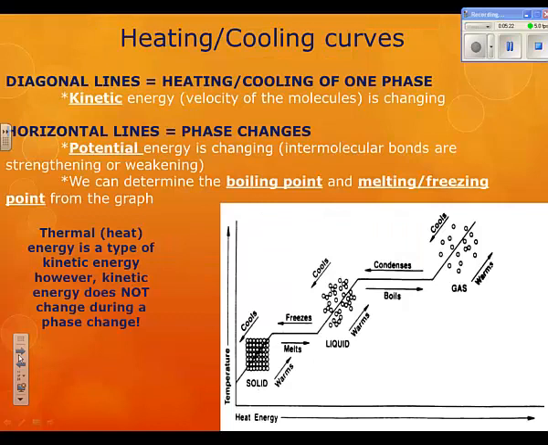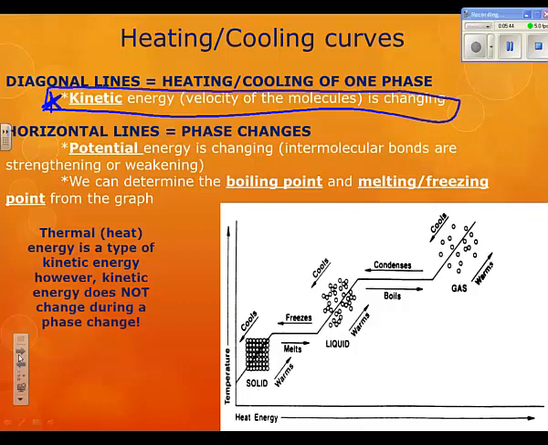Now this diagram is a heating and cooling curve. These you've got to pay really close attention to. Make sure you really know what's going on with the kinetic and the potential energy between the heats and the intermolecular forces. So you have diagonal lines. Those indicate the heating or the cooling of one phase. And this is big right here. You see it starred. Let's star it and box it.